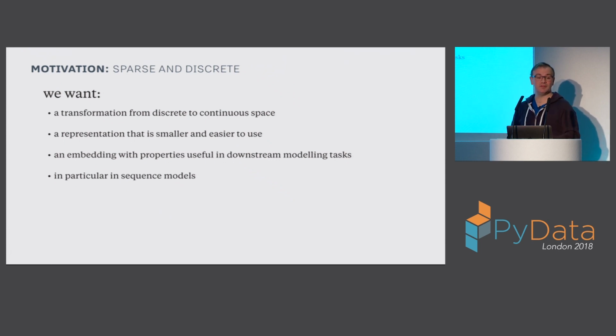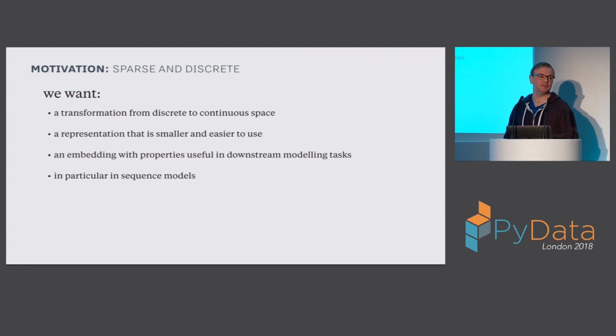We'd like a representation that is smaller and easier to use. Just from a data engineering perspective, it's easier to handle, less subject to memory constraints. We'd also like to make sure that we find that embedding, so that representation has properties that are useful in downstream modeling tasks. And that's a pretty key part.